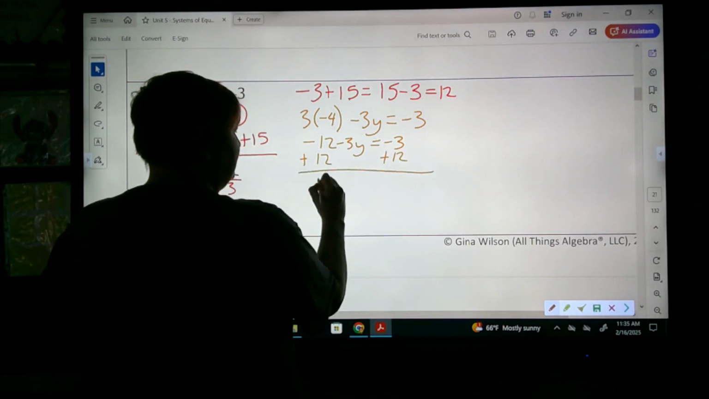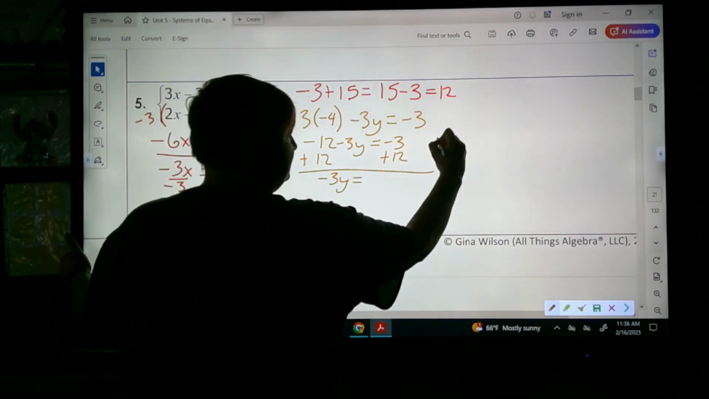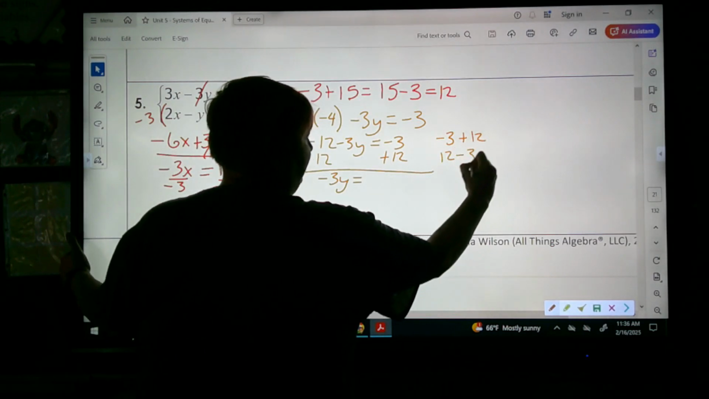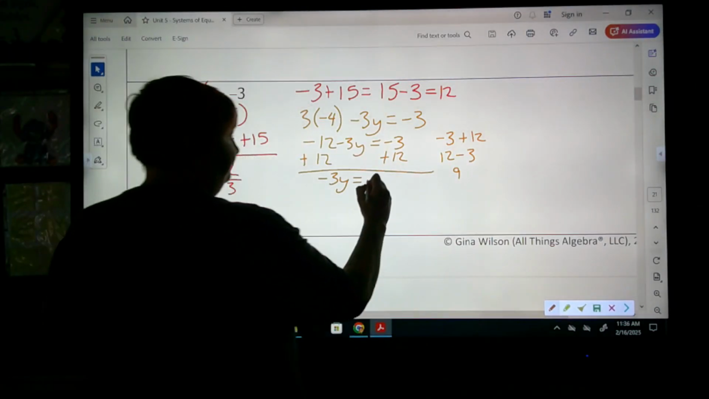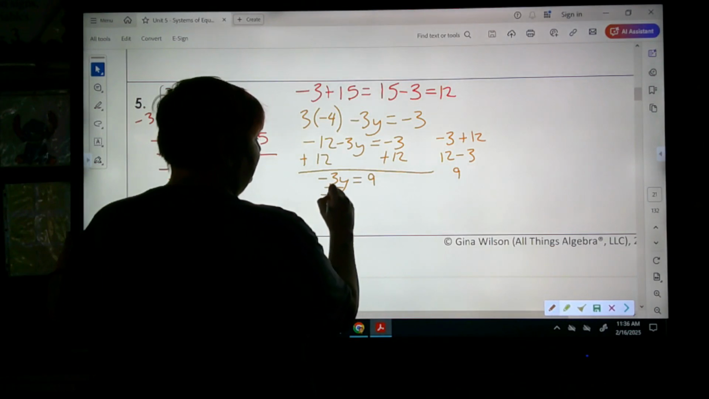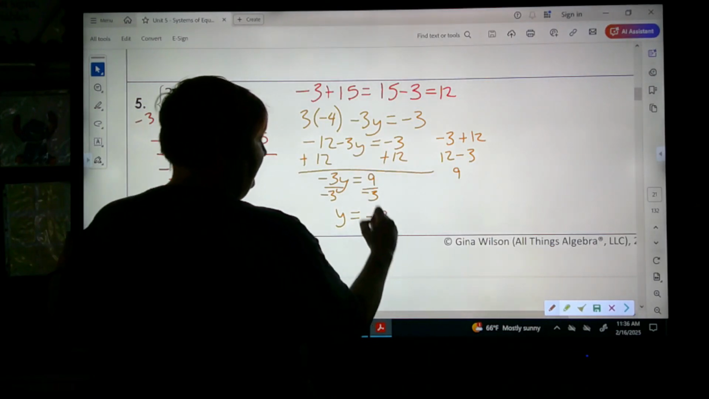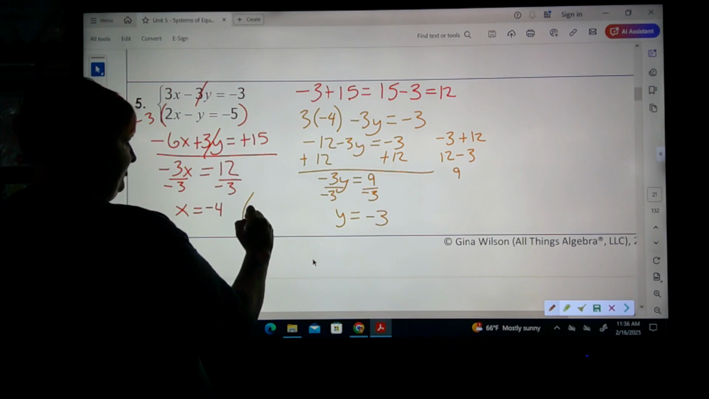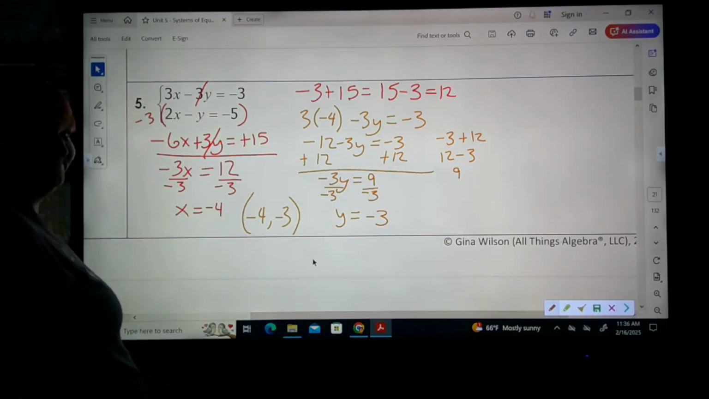So add 12 to both sides, negative 3y. Remember, negative 3 plus 12 is the same as 12 minus 3, which is 9. Divide both sides by negative 3. Y equals negative 3. 9 divided by 3 is 3. So my solution is negative 4 for the x value, negative 3 for the y value.